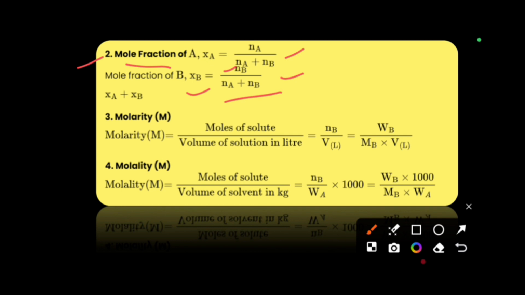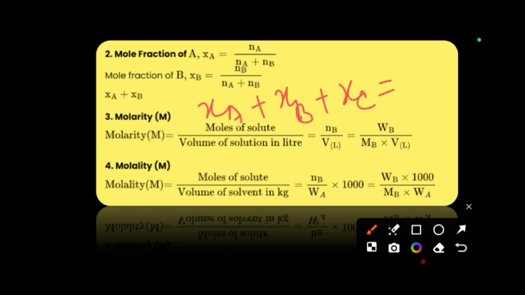The mole fraction of each component must add up to 1. If you are writing XA plus XB, it is always equal to 1. If you have taken 3 components in a mixture, then the sum of all the mole fractions is equal to 1. Suppose 3 components, XA plus XB plus XC. In a mixture, when all 3 components are present, it is always equal to 1. It is never more than 1.